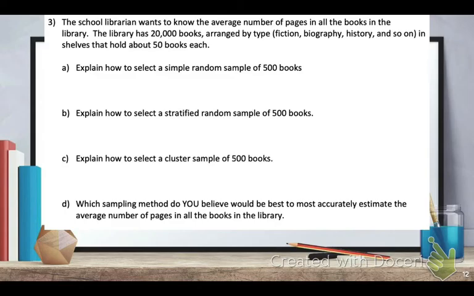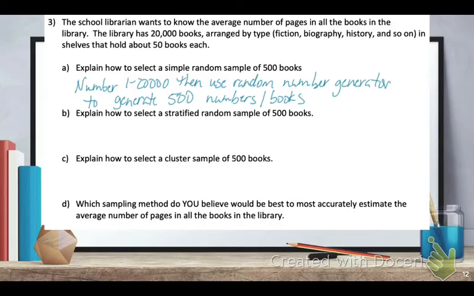All right, the school librarian wants to know the average number of pages in all the books in the library. The library has 20,000 books arranged by type, fiction, biography, history, and so on, in shelves that hold about 50 books each. Explain how to select a simple random sample of 500 books. Well, you could number those books 1 to 20,000 and then use a random number generator or a table to generate 500 numbers that correspond with books.